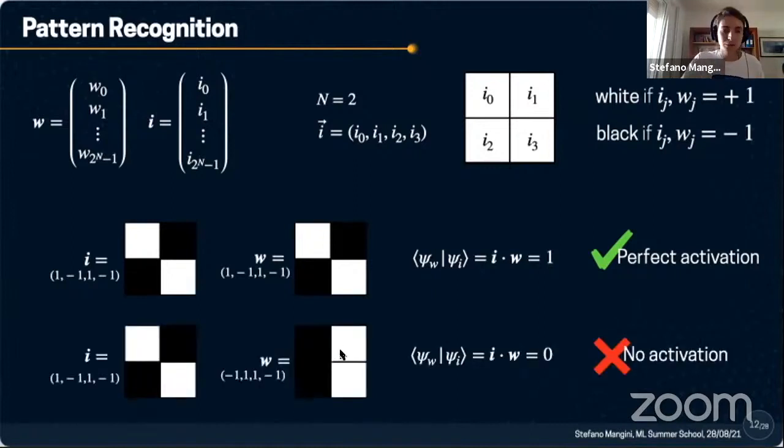In this sense, the neuron recognized the input, which is actually the same as the weight vector. In other cases, for example, in this one, for these two patterns, their inner product is 0, so we will have no activation of the neuron. So the two patterns are actually very distinct.